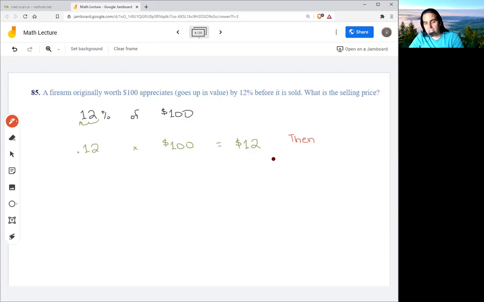But it doesn't ask how much did it appreciate. We have to take the original amount, add on the increase, and what they asked for was this new price, 112. So that was two different steps, things I wrote in green and things I wrote in red. So what if we could do that all in one step?